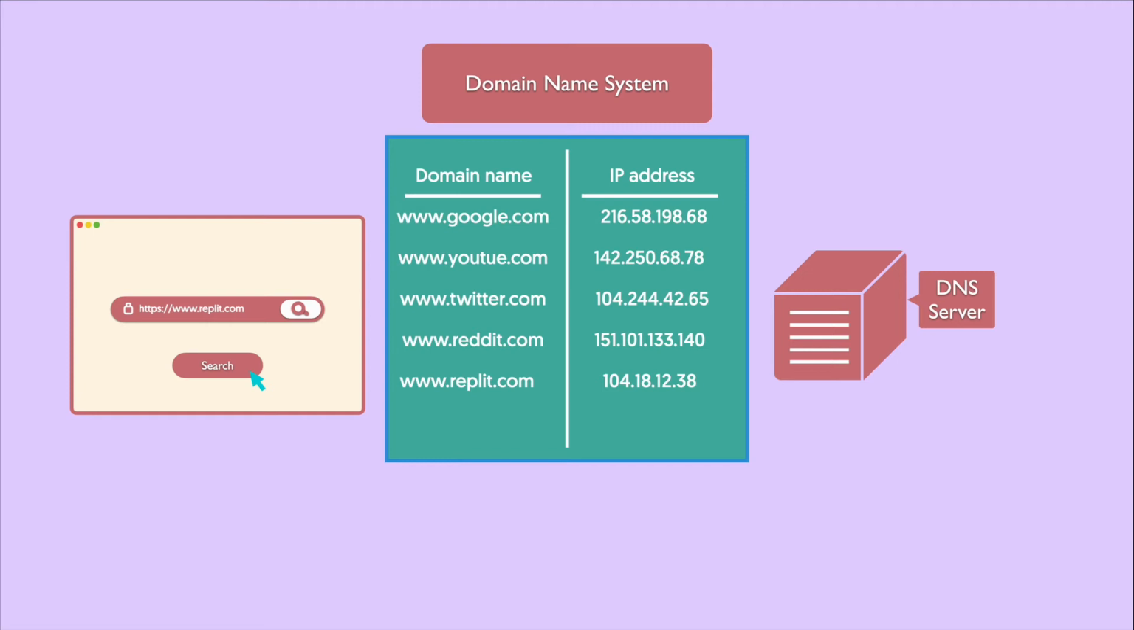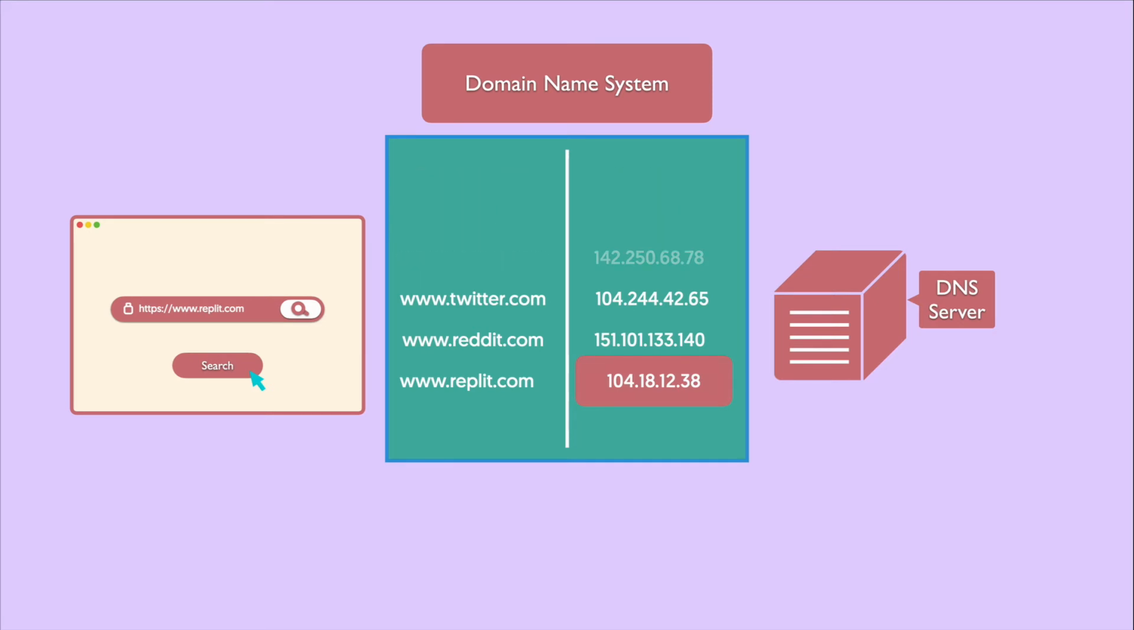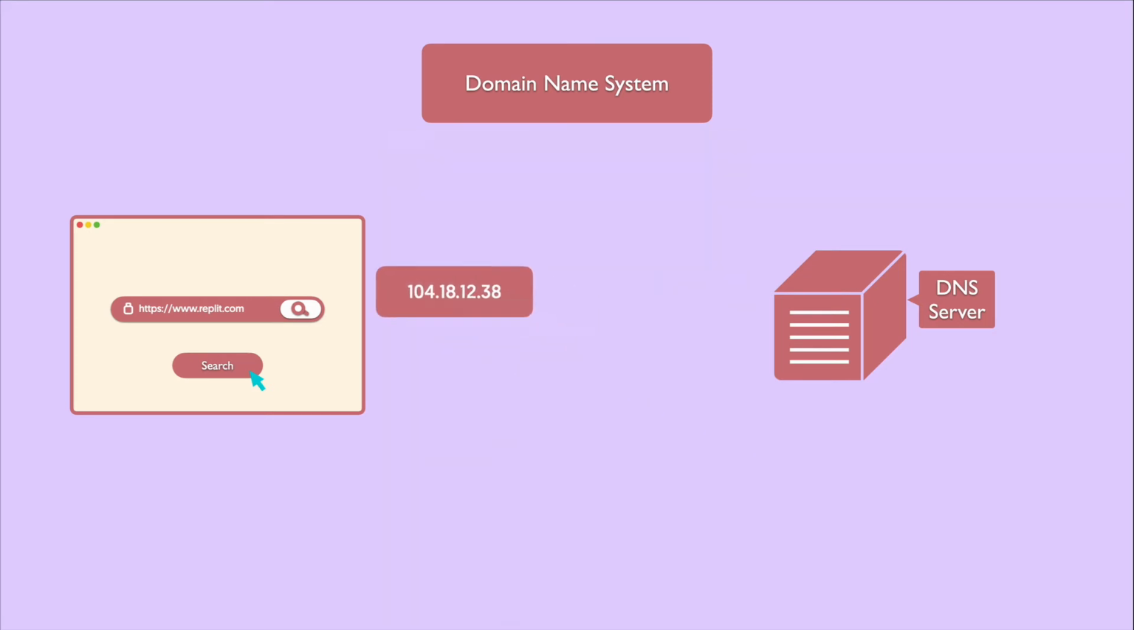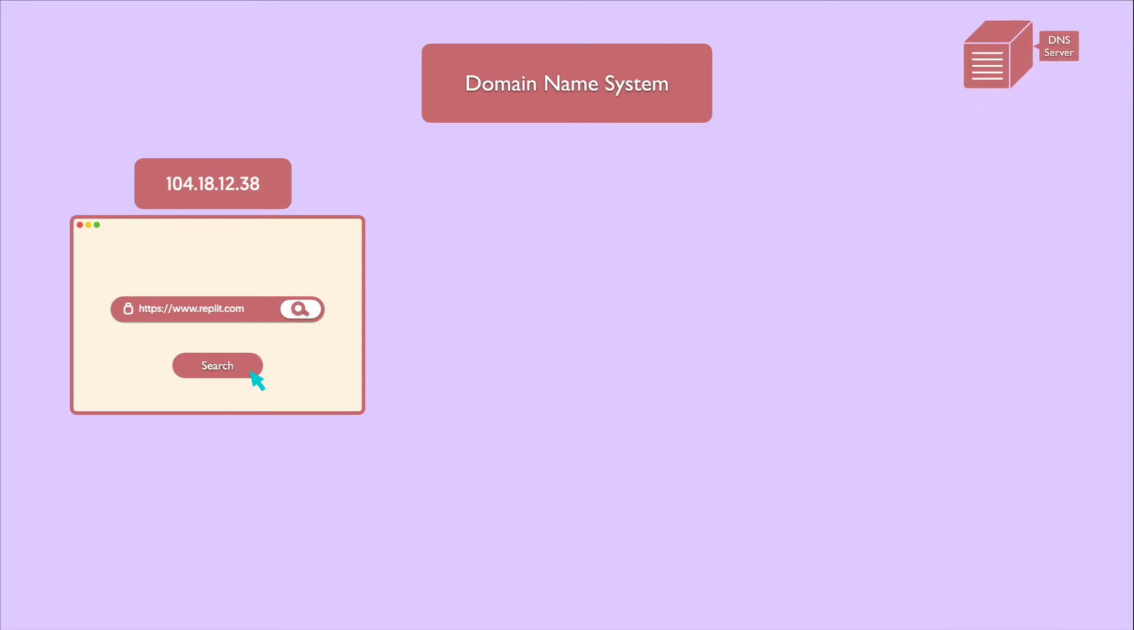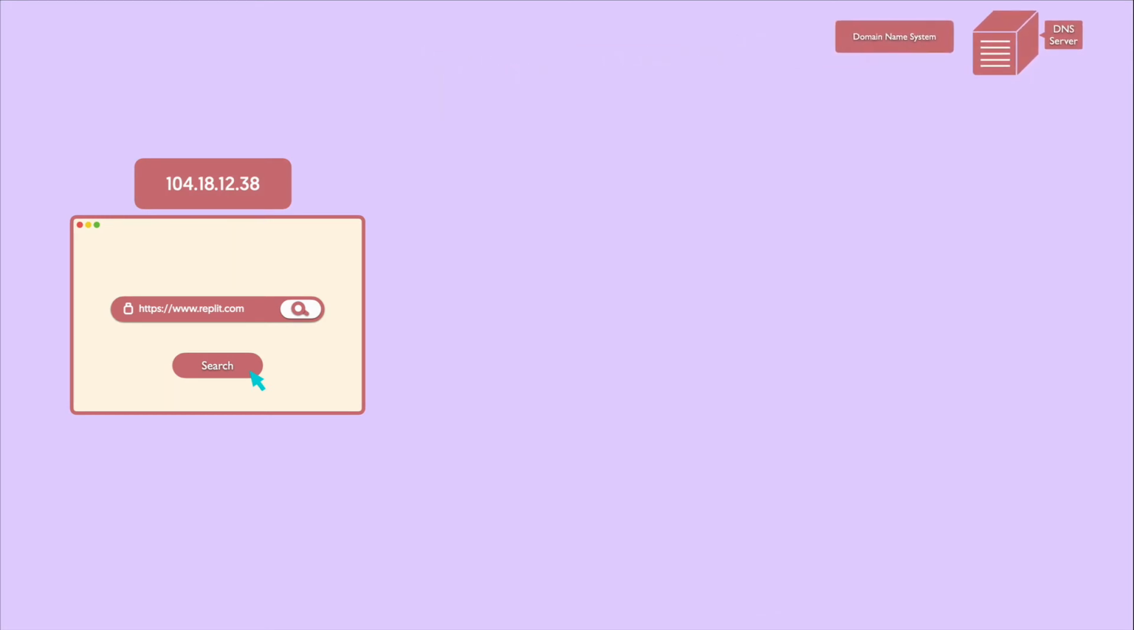So again, your browser connects to a server called DNS and asks, hey, I want to know what's the IP address for this domain, www.ripley.com. The DNS gives back the corresponding IP address to ripley.com. Let's say it gives back this address, 104.18.12.38. Then the browser will initiate a connection with a server that matches the IP address.